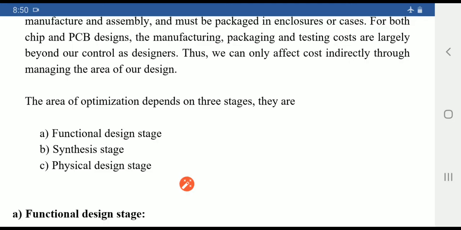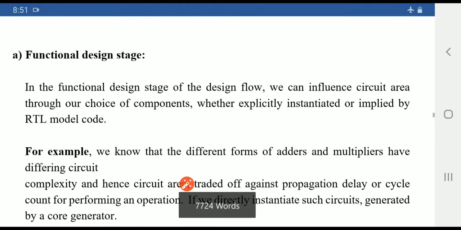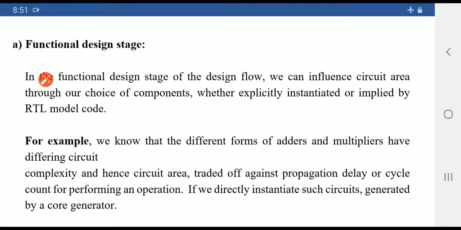These 3 stages are used to optimize the area instead of doing it while manufacturing the product, because once the product is manufactured and it fails, then the cost has to be borne only by the good working devices. Thereby, here we will focus on these 3 stages. The first is the functional design stage.